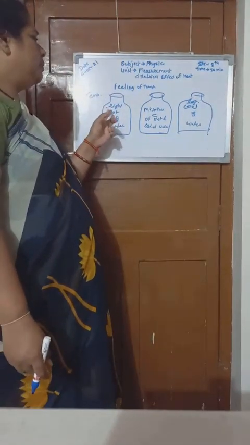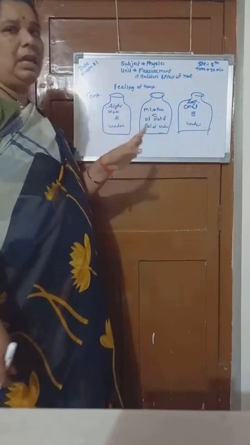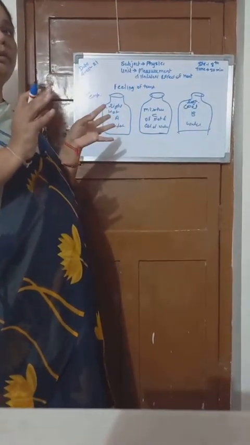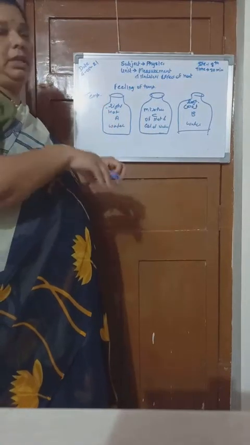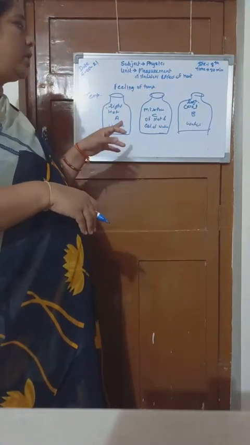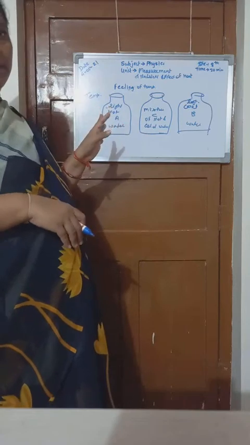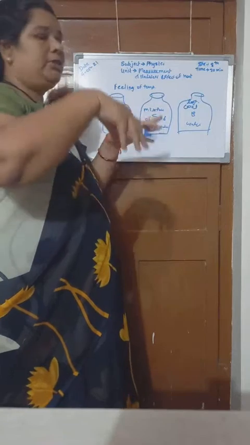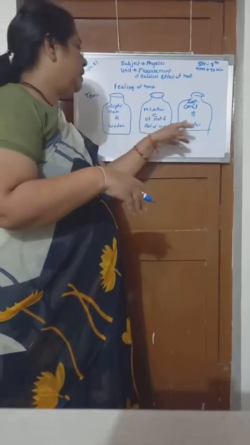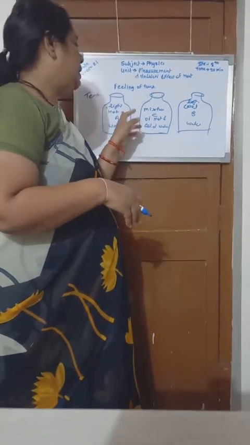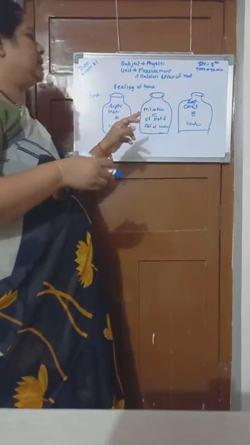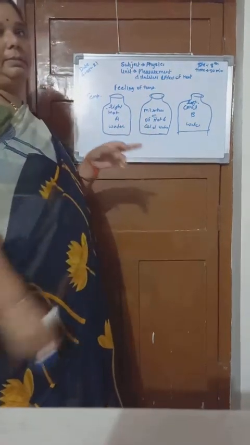Then remove your hands from A and B and immerse both hands, right and left, in vessel C, having a mixture of hot and cold water. Okay, got it up to this? Immerse both hands. After immersing your hands in A and B, remove them and immerse them in vessel C, which has a mixture of hot and cold water.